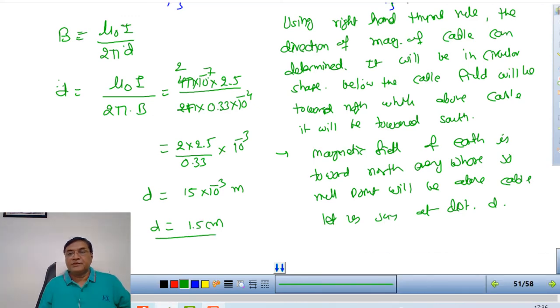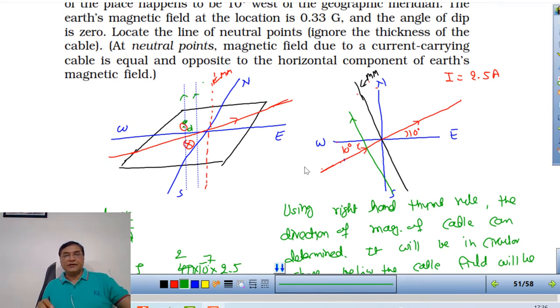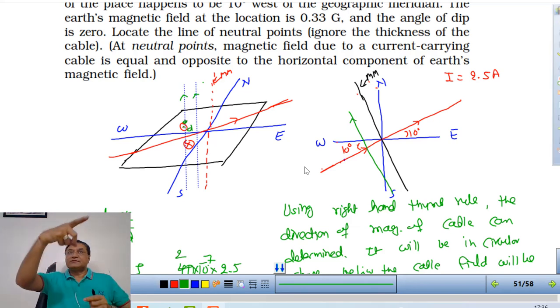So please students, be careful about the direction. Again I tell you, this is the cable in this direction. Sorry, this cable in this direction. So field is like this and earth magnetic field like this.